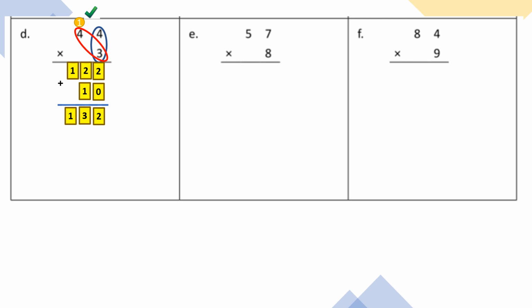Let's move on to E. The equation for E is 57 times 8. Let's start with multiplying in our ones place. 8 times 7. Well, for 8 times 7, the answer is 56. So we write our 6 in the ones place, and we carry our 5 over the tens place.